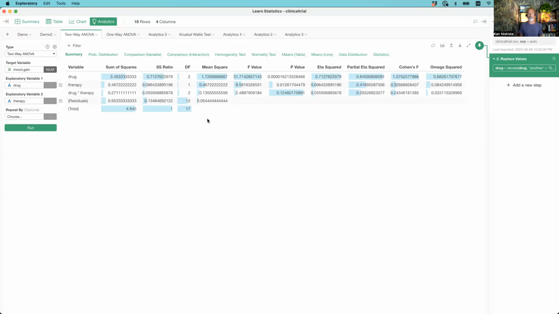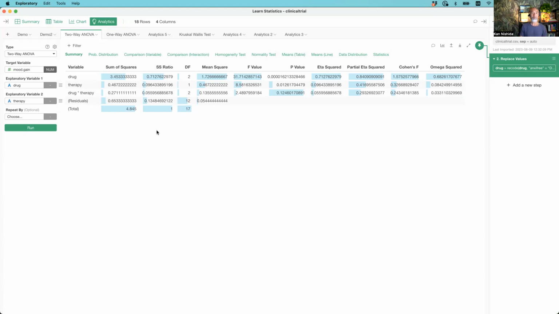It's very similar to one-way ANOVA, except obviously we have two variables, drug and therapy. And then the third one, drug with an asterisk, which basically means multiply, so drug and therapy, the combination or interaction. Then the residuals, which is the unexplained variance, or error, or variance within. And this total is the total variance.